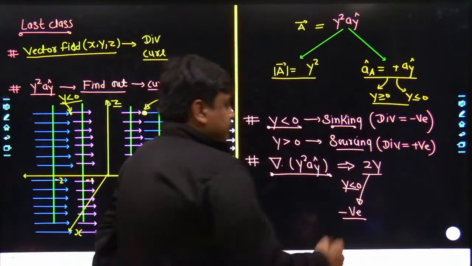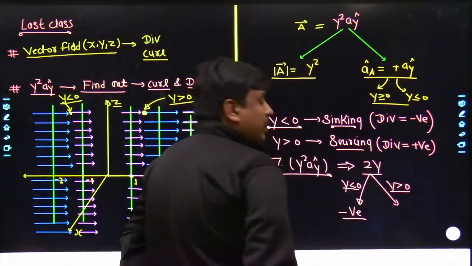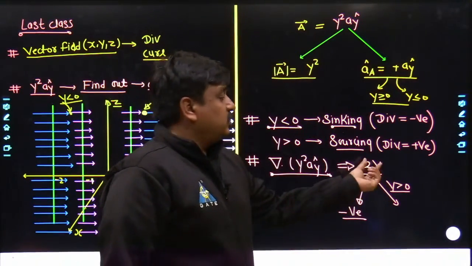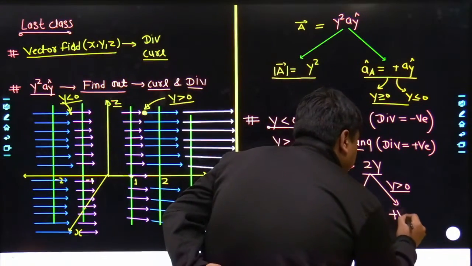And similarly, when y is greater than 0, you yourself would be able to understand, yes sir, if y is greater than 0, the y would be a positive value getting multiplied with 2, the result would be positive.